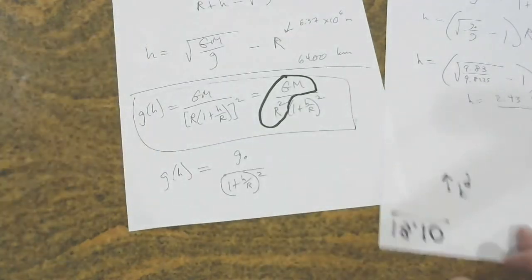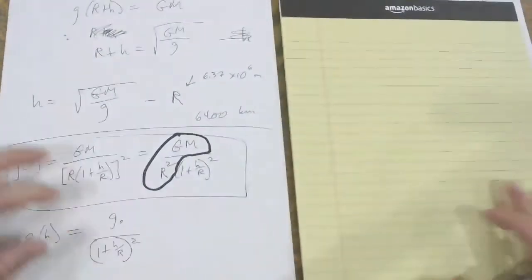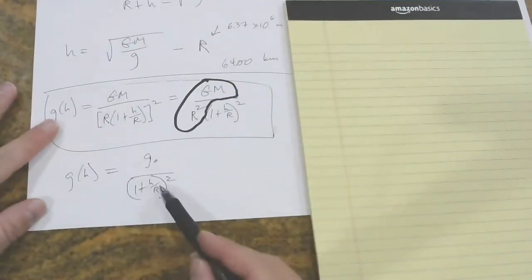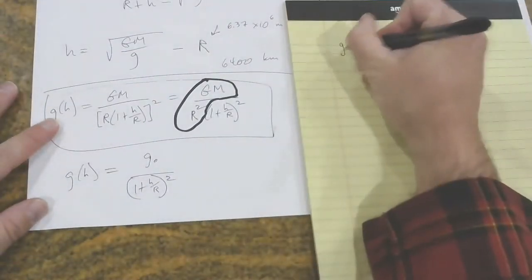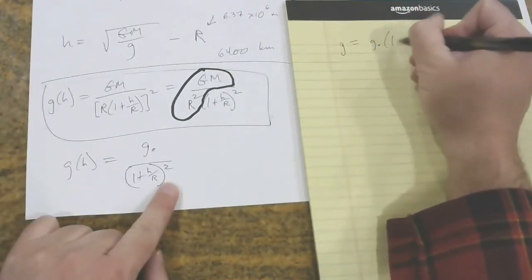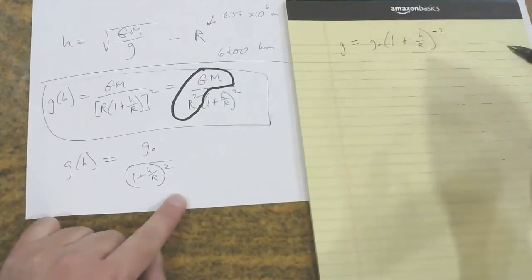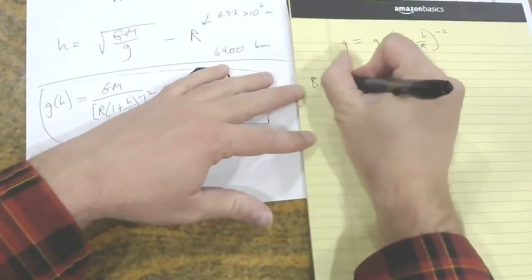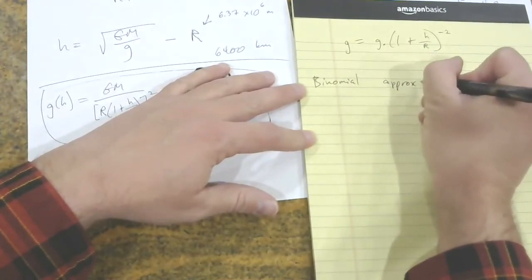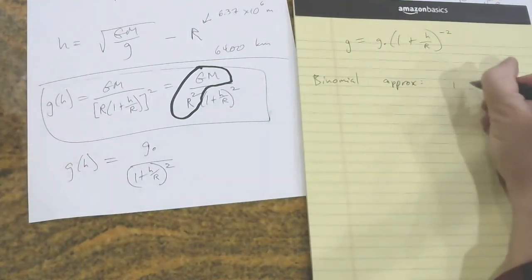And I want to expand on this. I'm out of white paper, so back to the legal pad. Let's look at this expression. I can say that g at any height is g naught times, and I'll use a negative exponent this time, 1 plus h over R to the negative 2. And now I'm going to use something called the binomial approximation, which is very useful. Some of you might really appreciate knowing this. Many of you will see this again. And here it is.